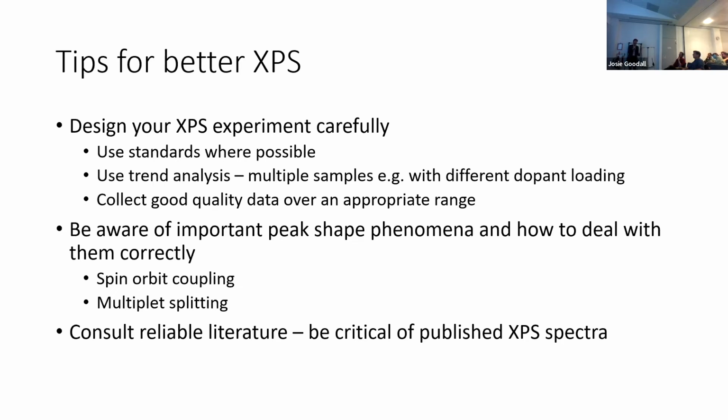Spin orbit coupling is much more common unless you're an organic person and you just deal with first row elements. Know how to deal with these. And I guess the last point: consult reliable literature. So much of the published XPS is wrong, and unlike in the case that Simon showed, they don't always feel embarrassed enough to put it in the SI. It's often just front and center.